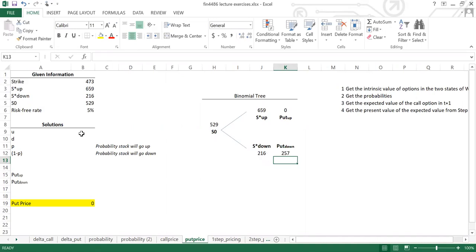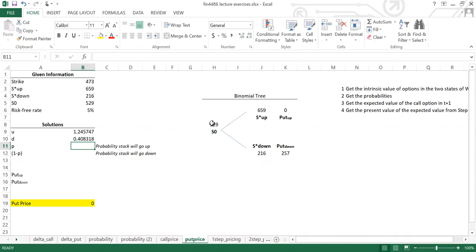And then we have this intrinsic value of 257. Now, let's get U and let's get D, because for the second step, get the probabilities, we need U and D. We need the up and down factors. So what is the U? It is just the stock price in the good state of the world divided by the stock price today, and D is just the stock price in the bad state of the world divided by the stock price today.